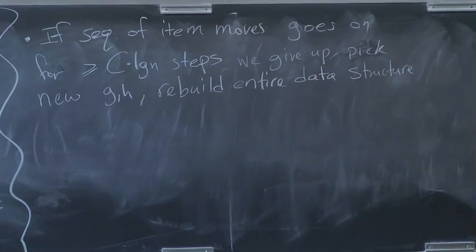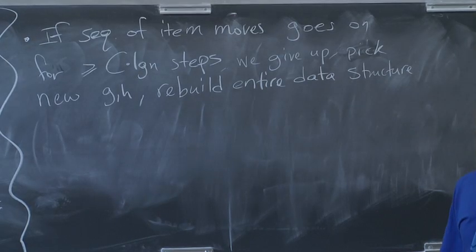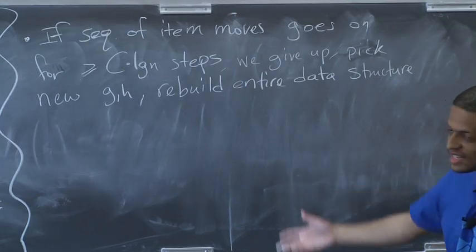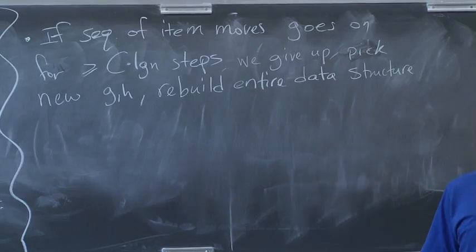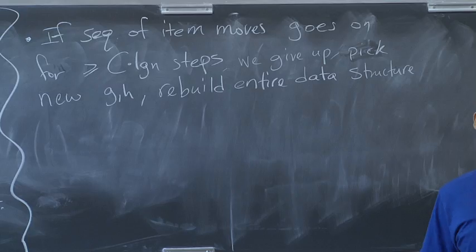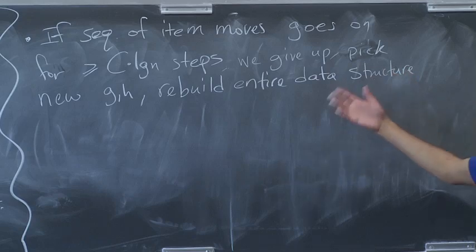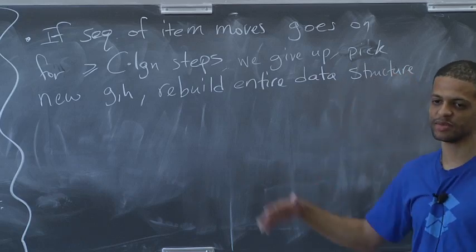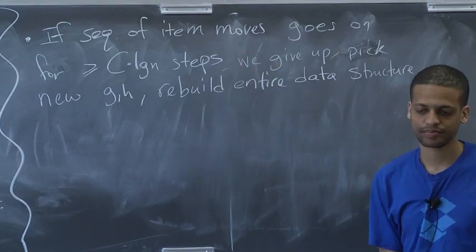We allocate a brand new array A. We reinsert everything from scratch. And if any of these inserts again takes more than c log n steps during that rebuilding phase, we again destroy everything and rebuild it again from scratch until it finally works. The point will be that this rebuilding will succeed with good probability. So in expectation, we won't have to rebuild that often.